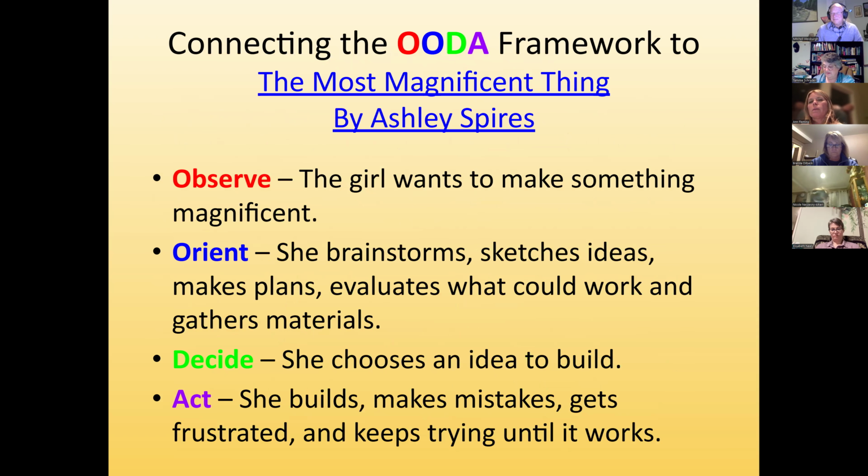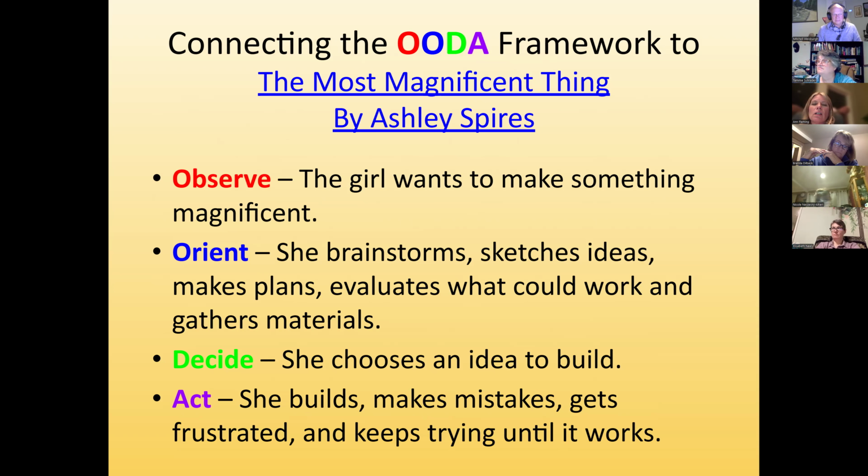So this is the premise of the book. So how this connects to the OODA framework. As you read, you'll observe that the girl wants to make something magnificent. And then the orient is she brainstorms, she sketches ideas, makes plans, evaluates what could work, and gathers materials. And then she decides to choose one of the ideas, and then she'll alter. And then in the book itself, you would see her leaving these apparatuses that she built along the road, and then she'd come back and see that, oh, well, this had this feature, and oh, I could use that feature.